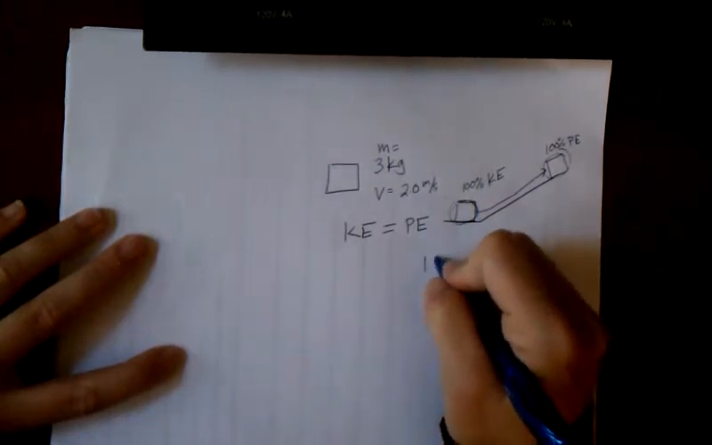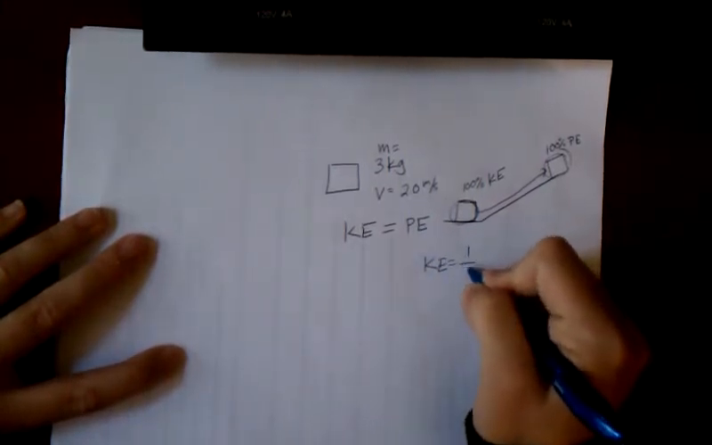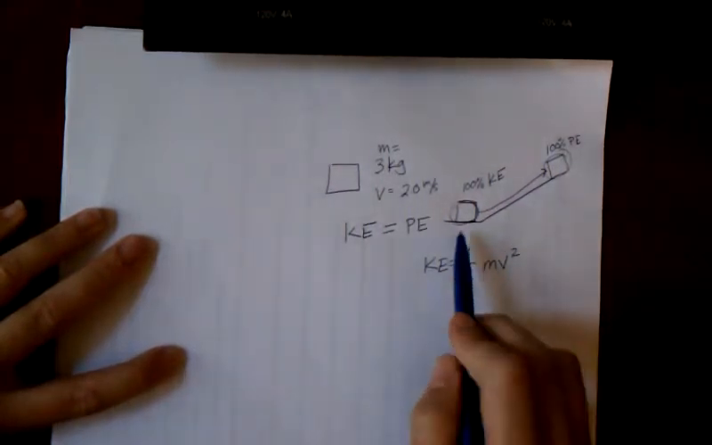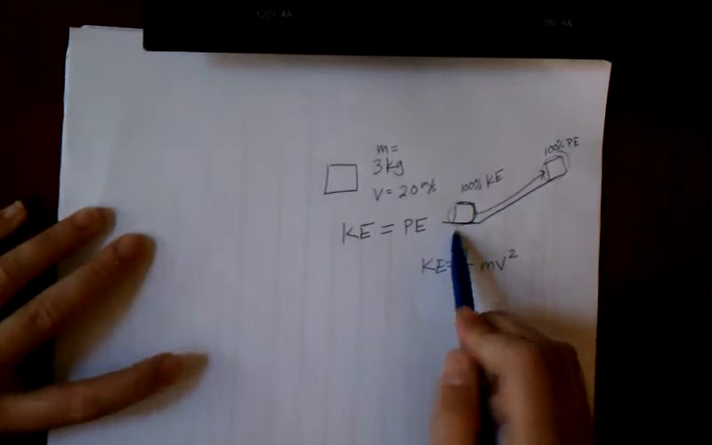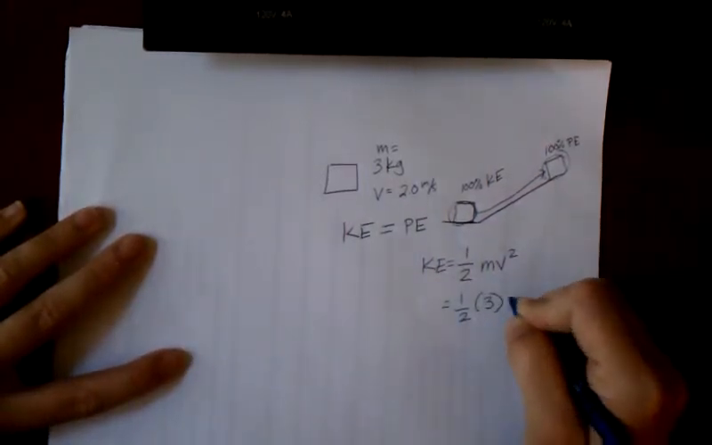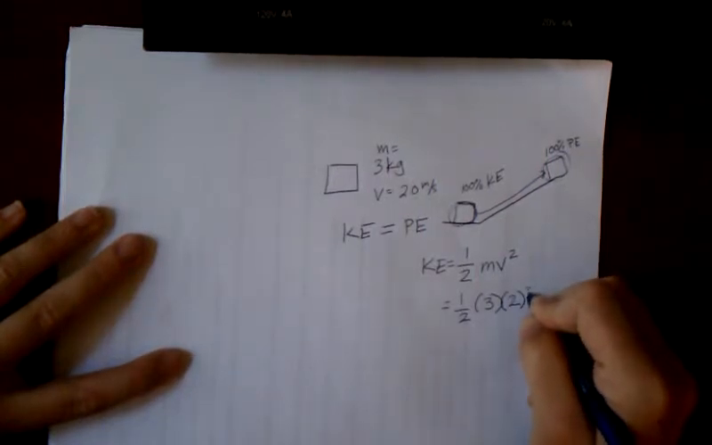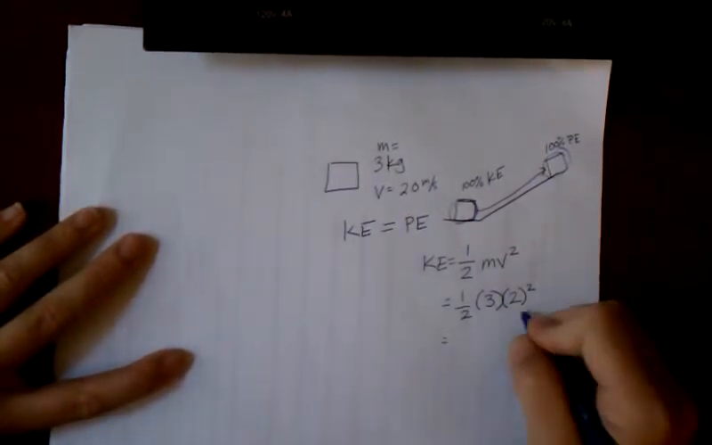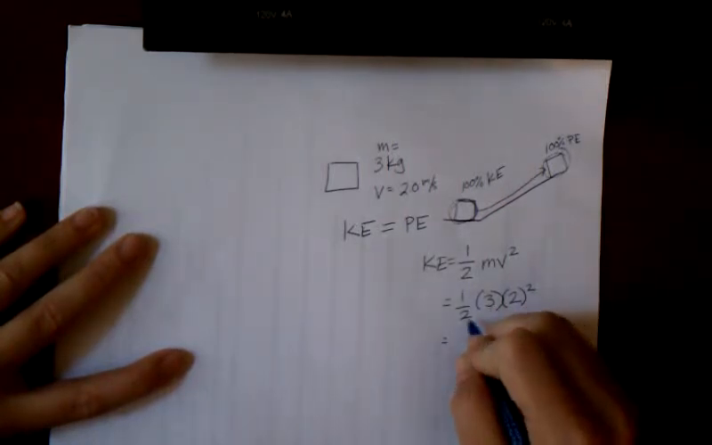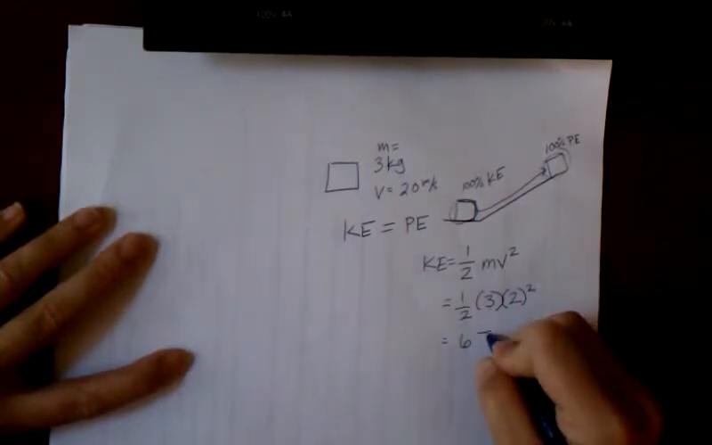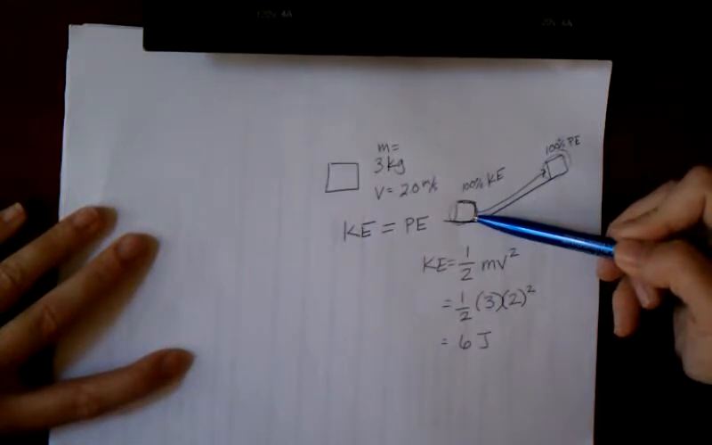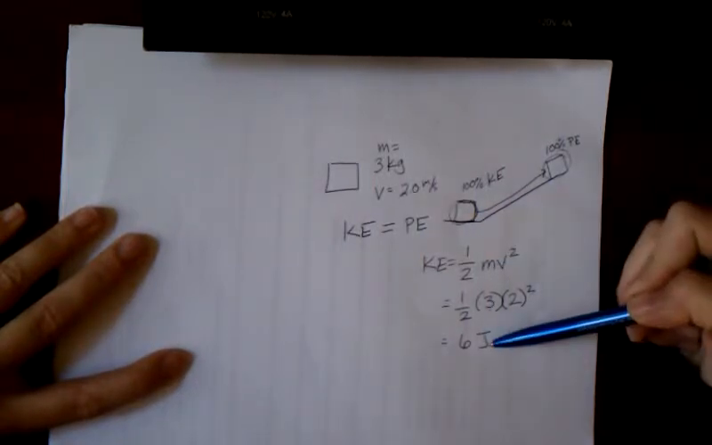So I know that kinetic energy equals 1/2 mv squared. I can find the kinetic energy at the bottom of the ramp, and it is 1/2 times my mass, which is 3, times my velocity squared. So my kinetic energy: 2 squared is 4, times 3 is 12, times 1/2 is 6, and the unit is joules. So at the bottom of the ramp it has 100% kinetic energy. It has 6 joules of kinetic energy.